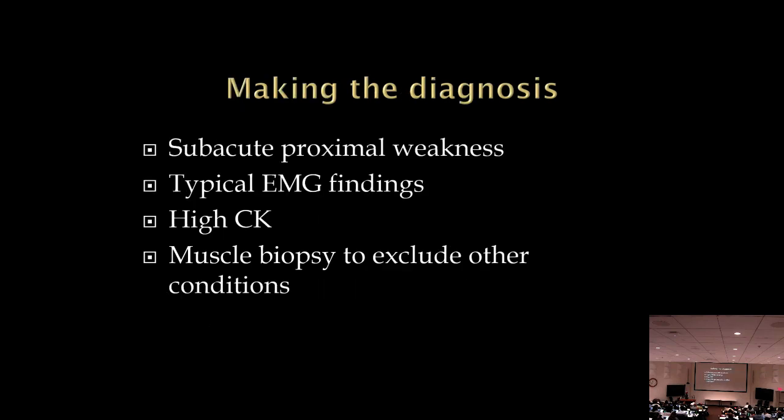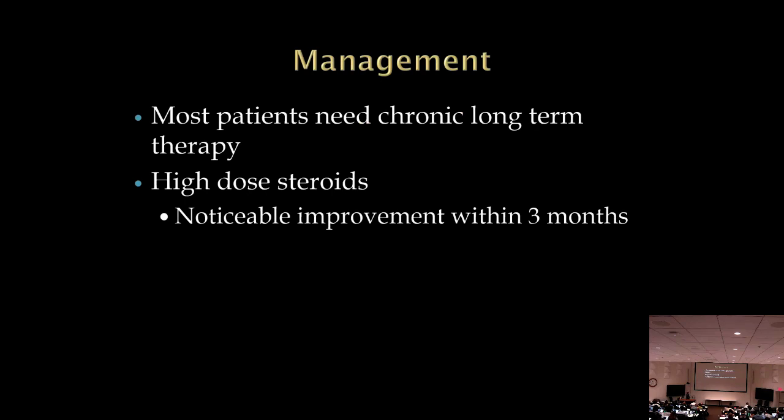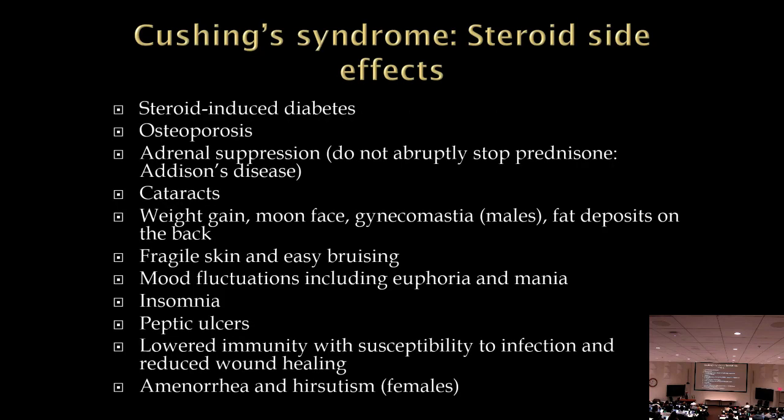All right, so making the diagnosis, we've got a patient with subacute proximal weakness. The EMG and the CK fit for a muscle disease, and the muscle biopsy excludes other conditions. And then we begin treating the patient for presumed polymyositis. Treatment is very similar as with dermatomyositis. So again, we start patients initially on high-dose steroids, and because of the long list of side effects, we try to get them down as fast as we can. Because the longer they stay on the higher dose, the more likely they're going to have side effects. So patients usually come back, within 3 months, much, much better.